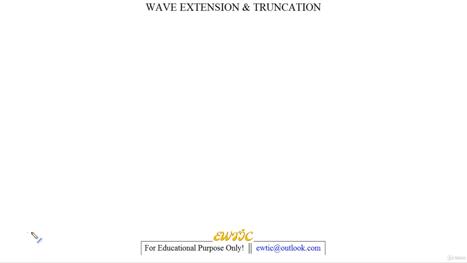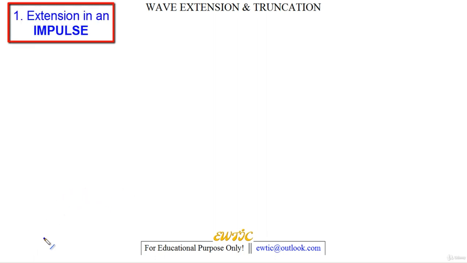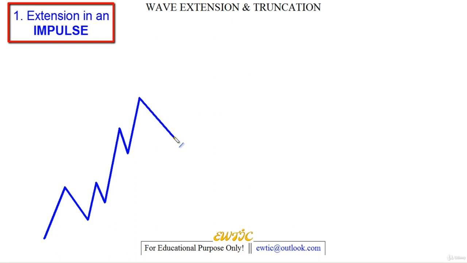Let's start with the impulse wave. This is wave 1 of an impulse wave, 2 of an impulse wave. Usually wave 3 of an impulse wave extends. What that means is you will see clear 5 waves in wave 3. Also, the size of wave 3 is usually bigger than wave 1 or wave 5. So this is wave 1 of 3, 2 of 3, 3 of 3, 4 of 3, 5 of 3, then wave 4, then wave 5. So wave 3 here is clearly extended. It's bigger in size than wave 1 and wave 5. So this is called wave extension.